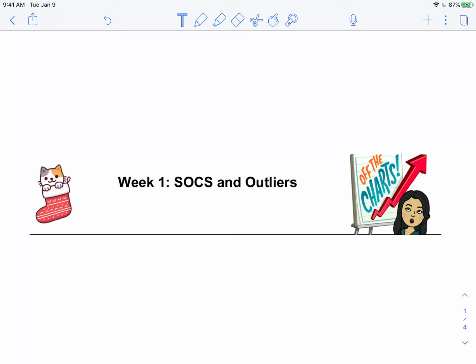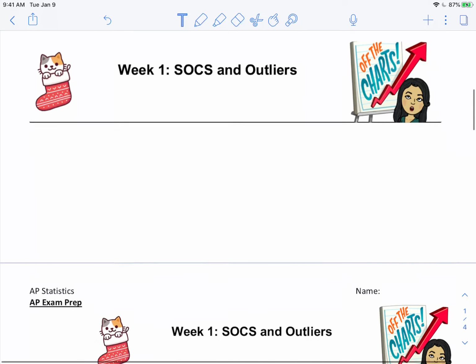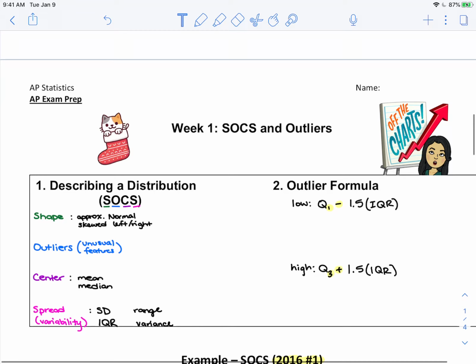Today I want to talk about SOCS and outliers. You may remember way back when the very first acronym we learned was SOCS, but misspelled because Miss Dang can't spell. So here's what SOCS stands for. You use SOCS anytime you are asked to describe a distribution. If it says describe a distribution, use SOCS.